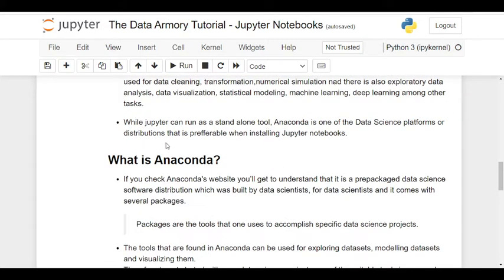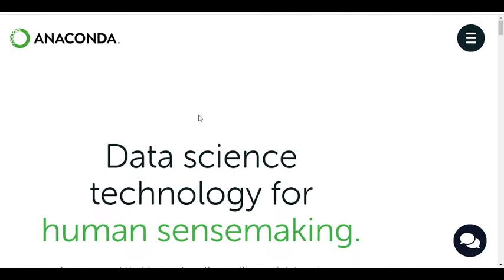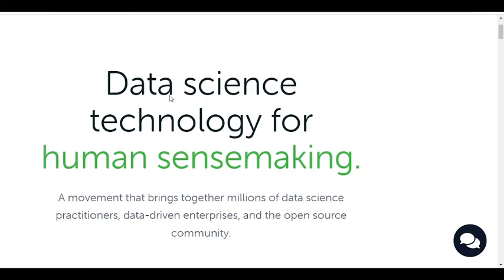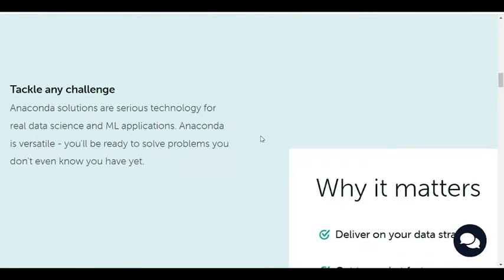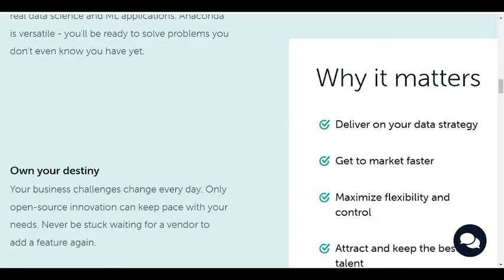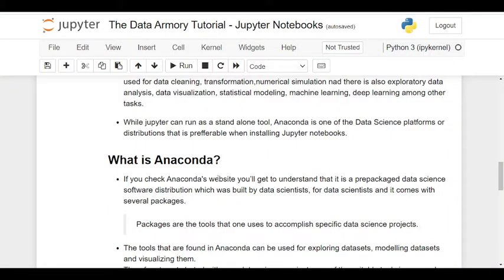So we ask ourselves, what is the Anaconda distribution? To learn more about it, it's always important to go to the official websites of these tools. The official website of Anaconda is anaconda.com, and it will tell you more about Anaconda. Just interact with the website. But in this session, let us ask ourselves, what is Anaconda?